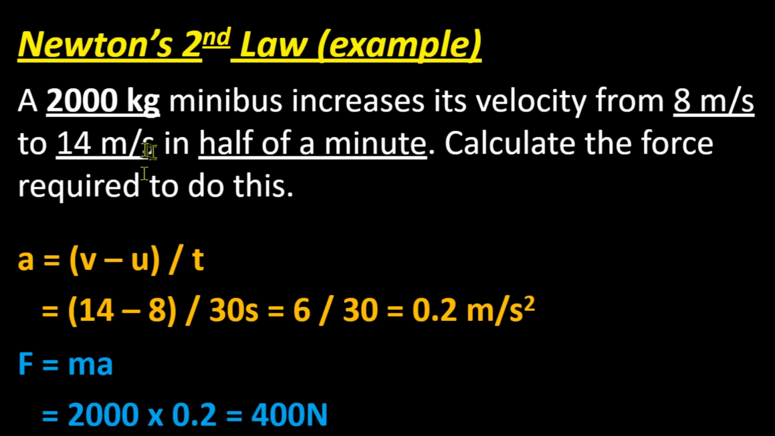The final velocity is 14. The initial velocity is 8. That is divided by the time, which is half a minute, 30 seconds. So the acceleration is going to be 6 divided by 30, which is 0.2 meters per second squared. The force now would be F is equal to ma. The mass of the minibus is 2,000 kilograms, multiplied by 0.2, which is 400 newtons.